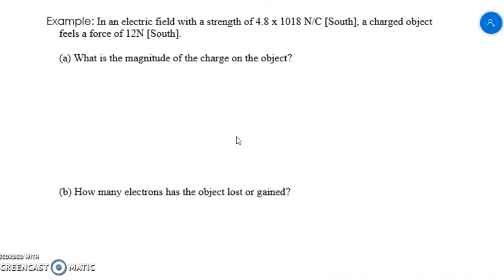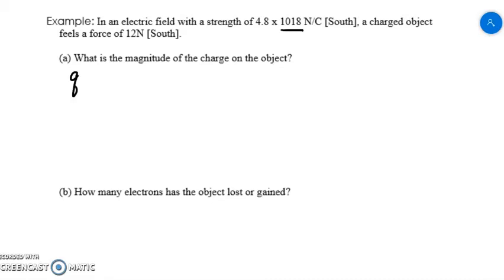Example 2. In an electric field with a strength of 4.8 times 10 to the power of 18 newtons per coulomb south, this says times 10 to the power of 18, not 1018, 10 to the power of 18. A charged object feels a force of 12 newtons south. What is the magnitude of the charge on the object?